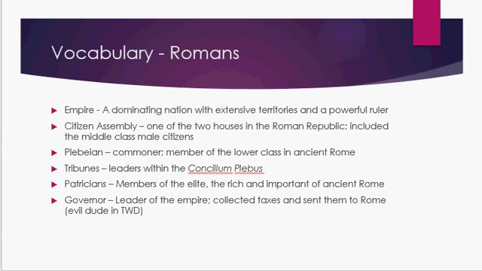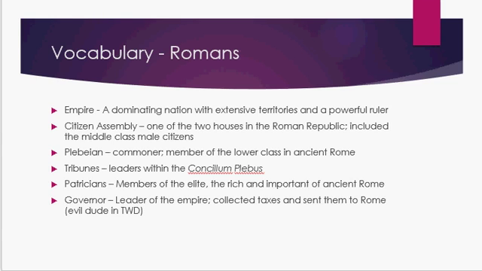Citizen assembly: one of the two houses in the Roman Republic, and this included the middle class male citizens. The others would be the patricians who were working in the Senate. So the citizen assembly is the more normal people.